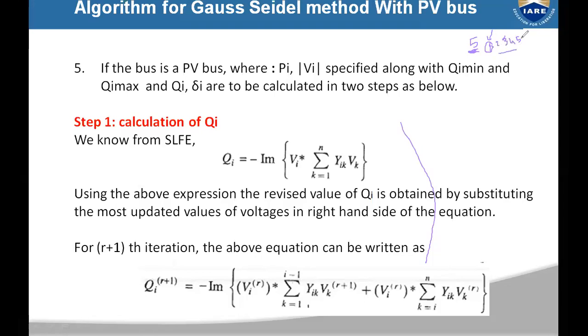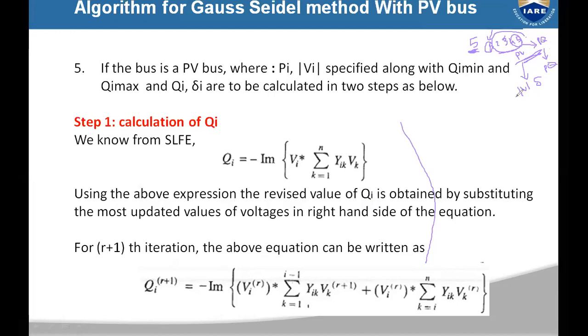Suppose the second bus and third bus are PV buses, and the fourth and fifth are PQ buses. At the PV buses, second and third, the magnitude of voltage will be specified, and you have to find out the angle delta. At a PV bus, P and the voltage magnitude will be specified.